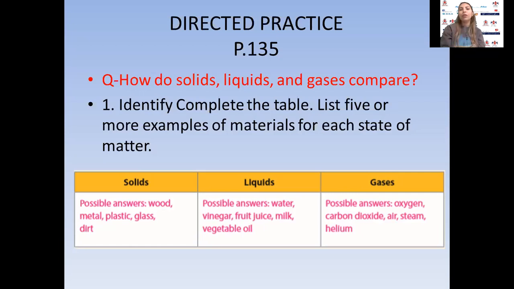And the first question, guys, who can answer me? How do solids, liquids, and gases compare? If you want to make a table and compare between them, who can share with me?